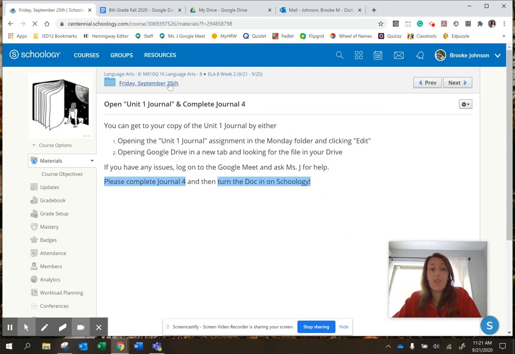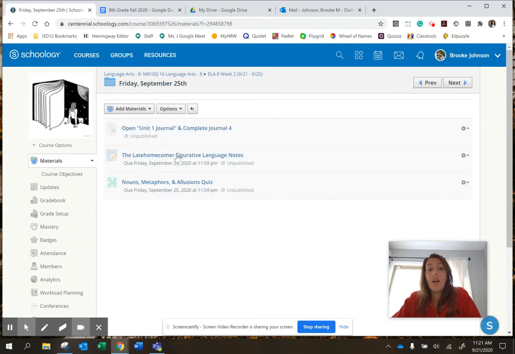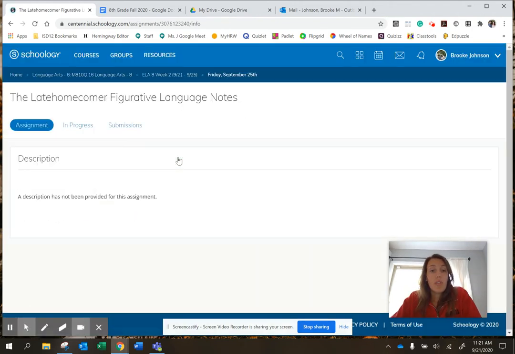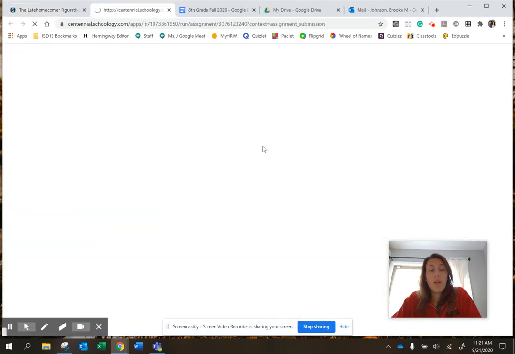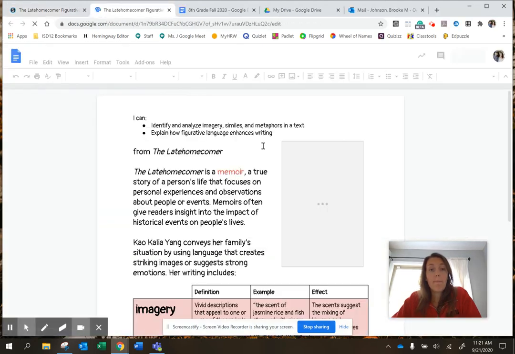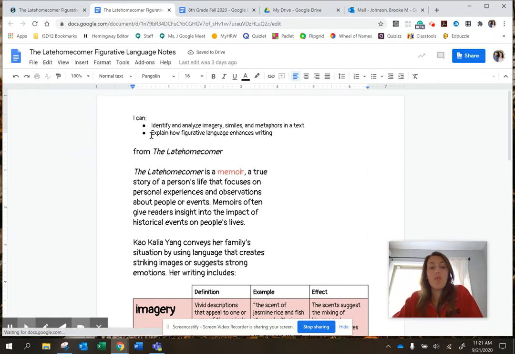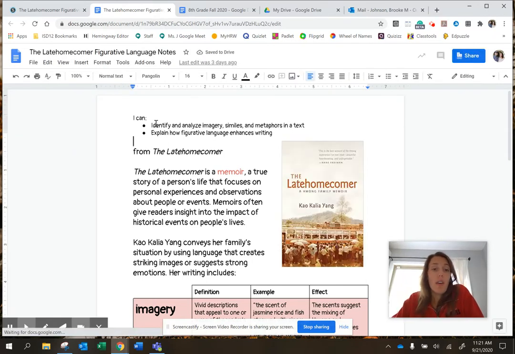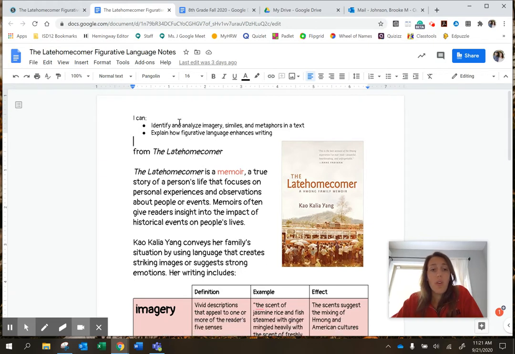Once you're done with your journal and it's turned in, you're going to open up these figurative language notes for The Late Homecomer. So for this, similar to Monday, you are going to read something in the online textbook or listen to it as it's read to you, and then fill some things out for it. So I can identify and analyze imagery, similes, and metaphors in a text. And I can explain how figurative language enhances writing.